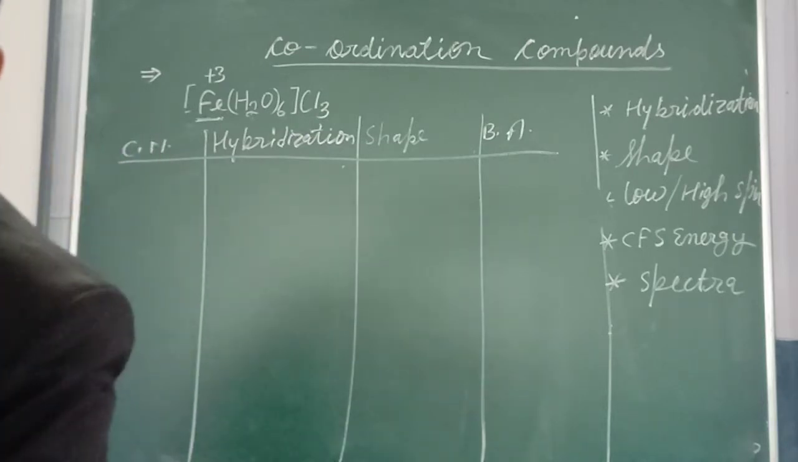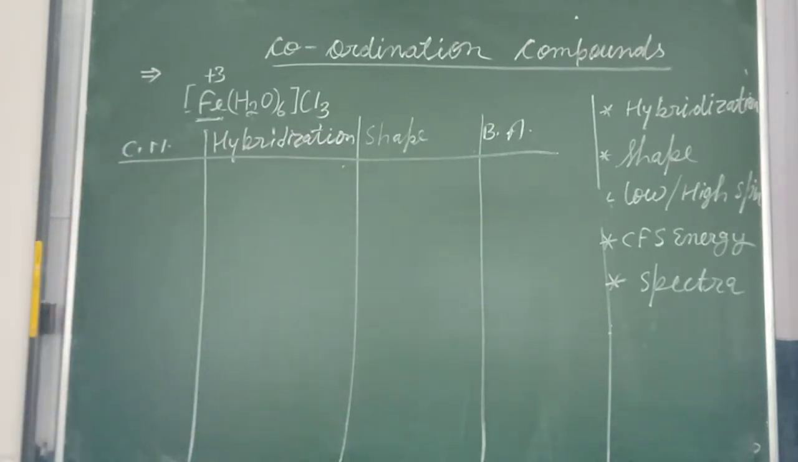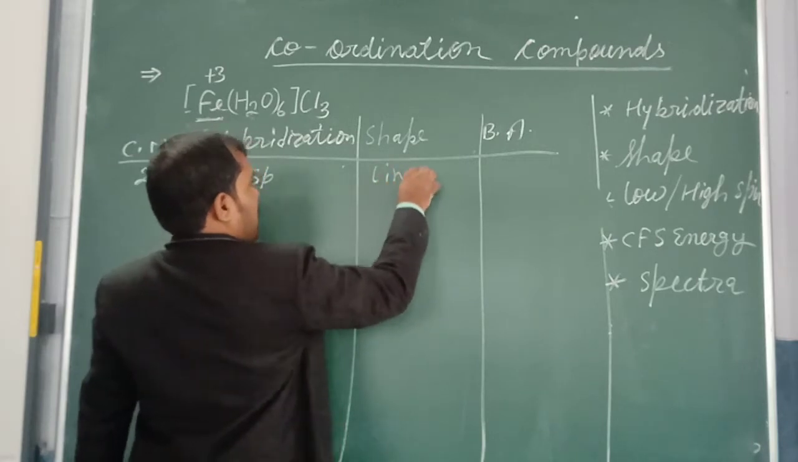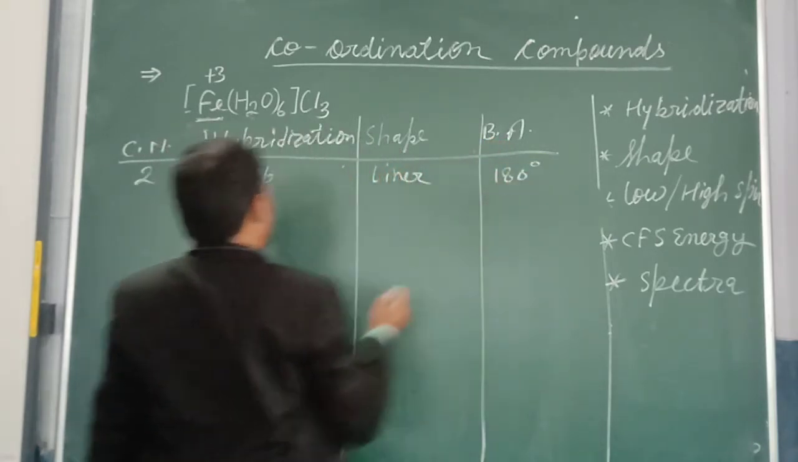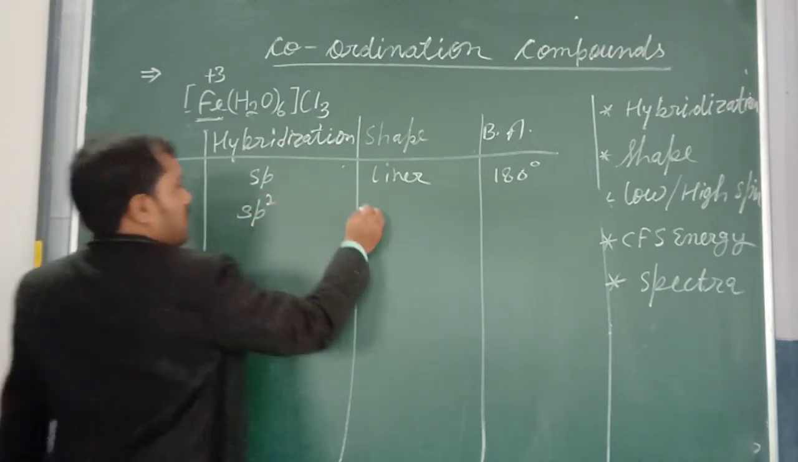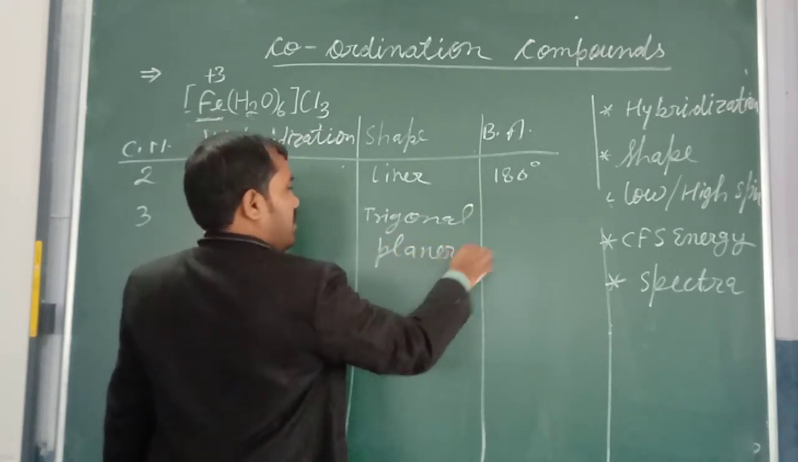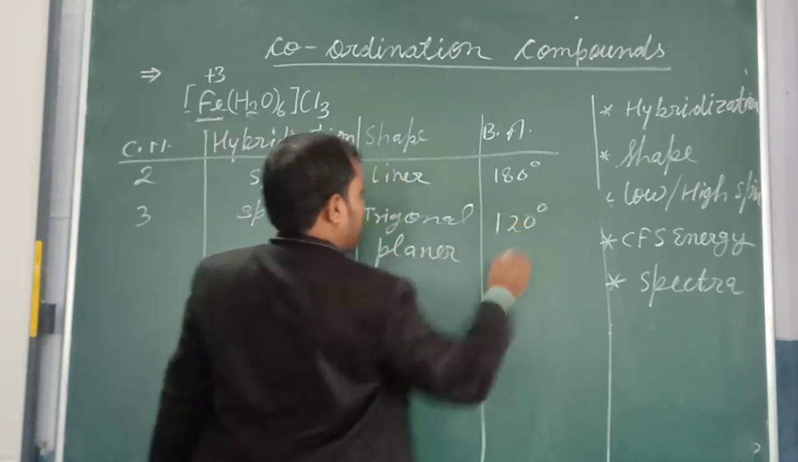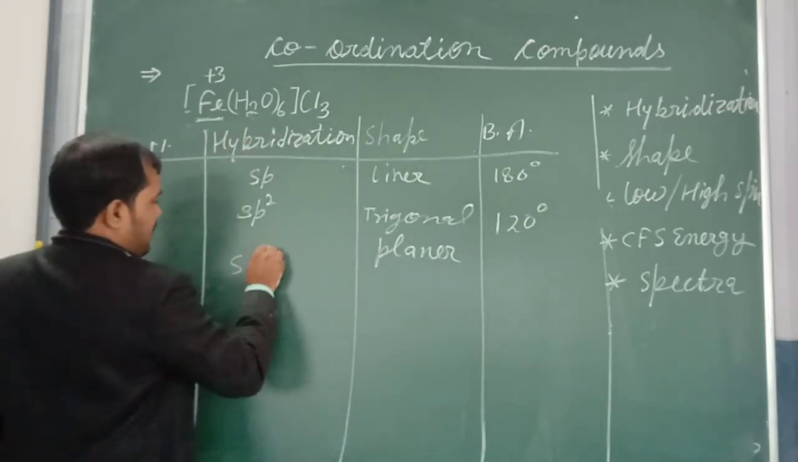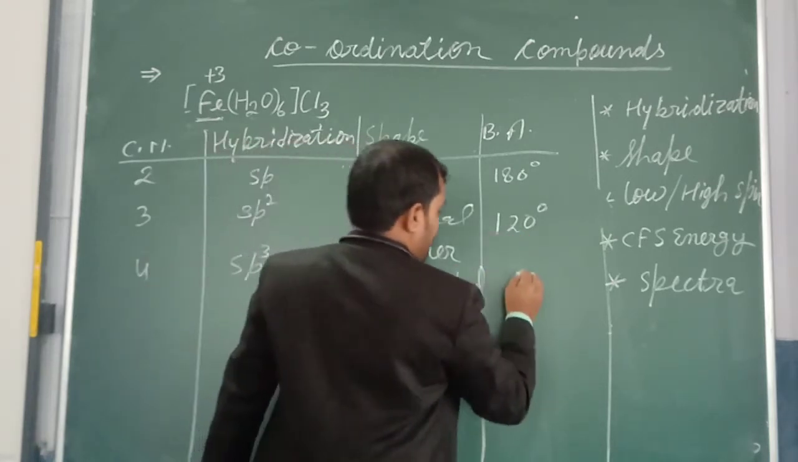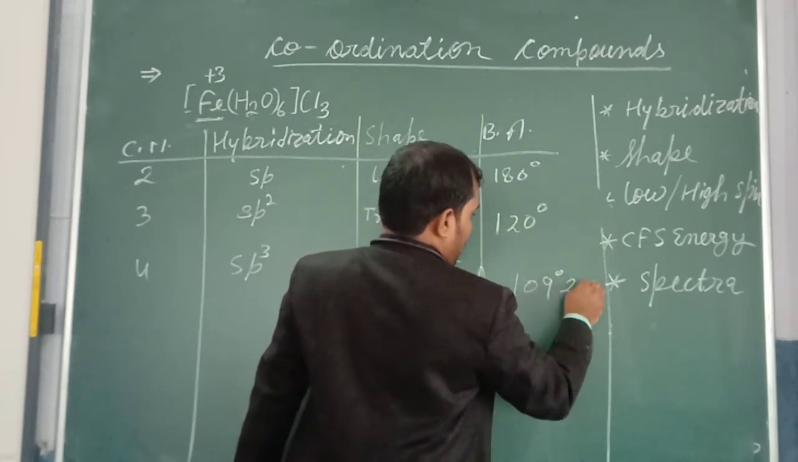Please see. If the coordination number of the given complex is 2, then hybridization is sp, shape is linear, and bond angle is 180 degrees. Coordination number 3: sp2, trigonal planar, and 120 degrees. Coordination number 4: sp3, tetrahedral, and 109 degrees 28 minutes.